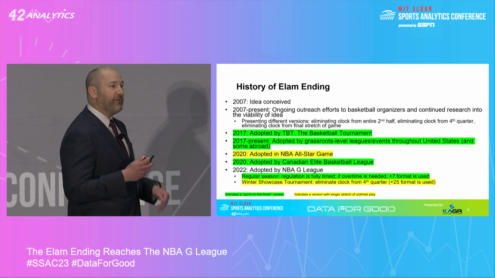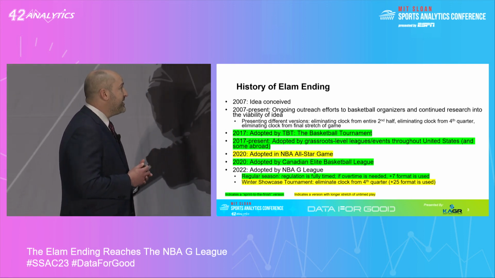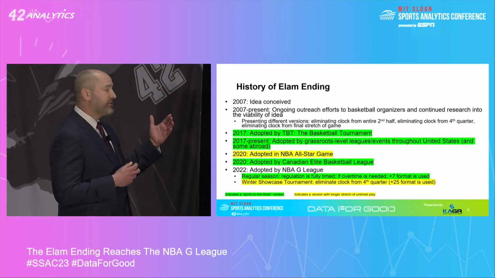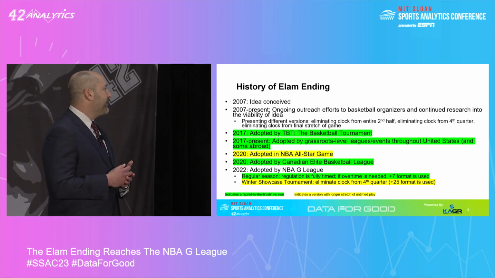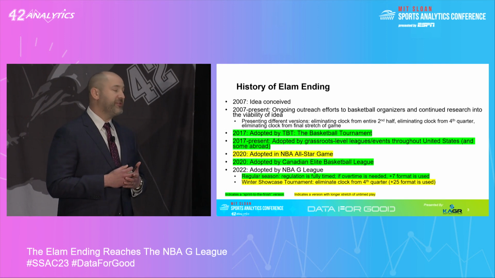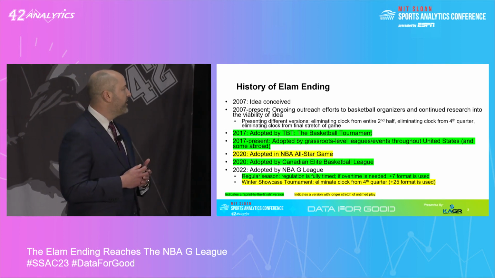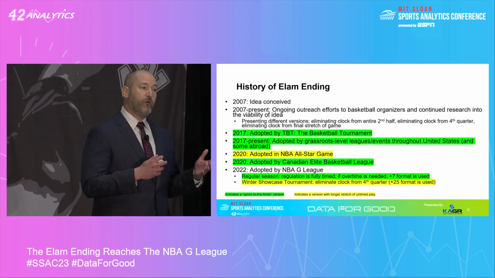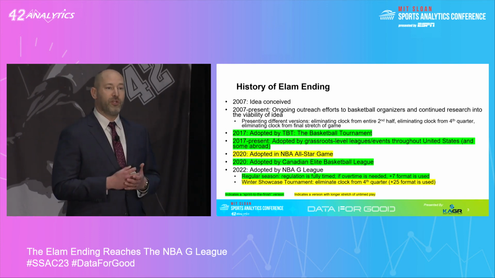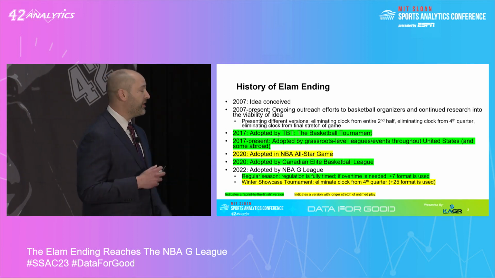The ones in green, I would call those sprint to the finish versions of the Elam Ending. Like TBT, gets rid of the clock for the last 4 minutes of the fourth quarter and uses +8 to set the target score. The Canadian Elite Basketball League gets rid of the clock for the last 4 minutes of the fourth quarter and uses +9 to set the target score. For the G League, for regular season games, where they only use it for overtime, they get rid of the clock for overtime, and it's +7. Again, all those, I would call those sprint to the finish type versions, where when the clock goes off, you're already pretty close to the finish line.